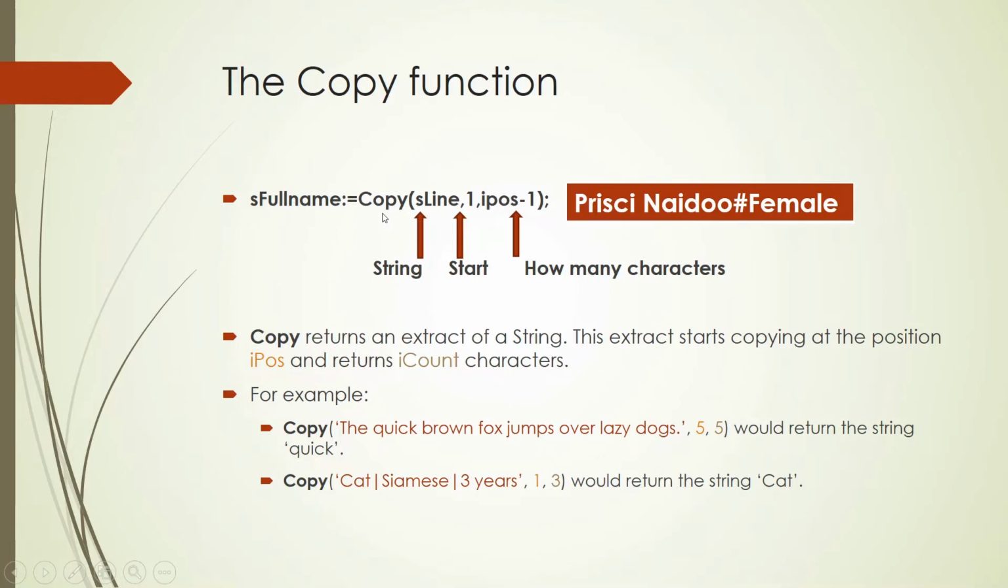Using the copy function, I could extract the full name, and I can also extract the gender because I know the position of the delimiter, which is the hash symbol. So copy from S-line, start at position 1 and take ipos -1 characters. So it's going to start copying at position 1 and it's going to end at ipos -1 and it's going to stop at the letter O. Let's take a look at a Delphi program and how we're going to manipulate and extract the full name and the gender.